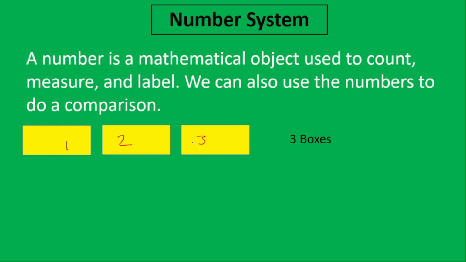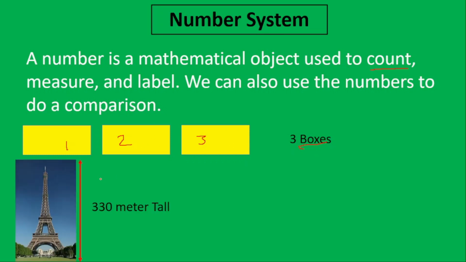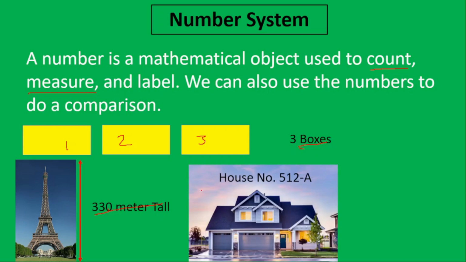So 3 boxes. We'll count 1, 2, 3. So while counting we use the numbers. Now measure. Eiffel Tower is 330 meter tall. So we measured. While measuring we use a number 330. Now labeling. House number 512, 512 A. So we have used the number to label the house.